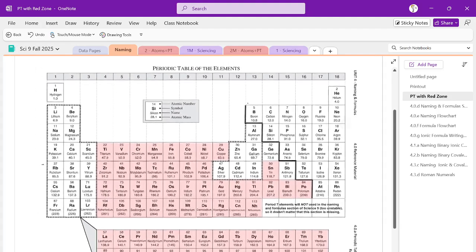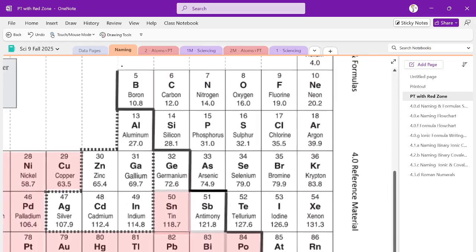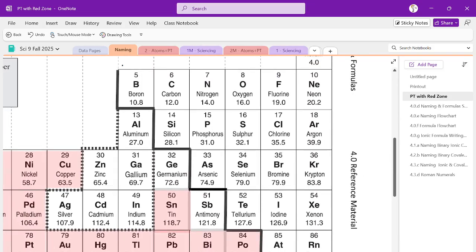Okay, so you'll notice on this periodic table, the metals and the nonmetals are separated by the dark black line. We're going to ignore the fact that there are metalloids that exist. We're just going to treat everything to the left as a metal, everything to the right as a non-metal. Are we good with that? Okay.